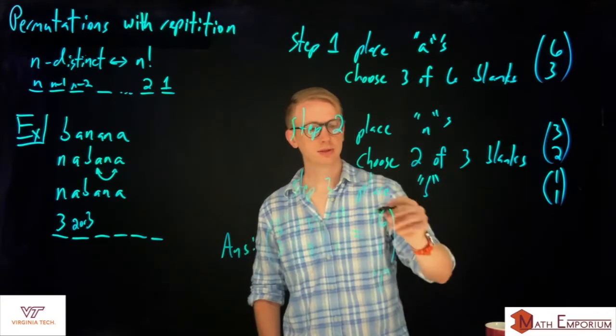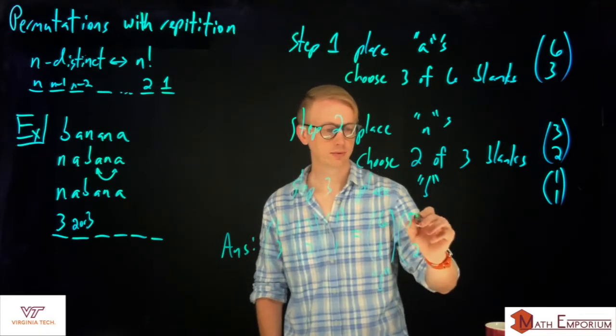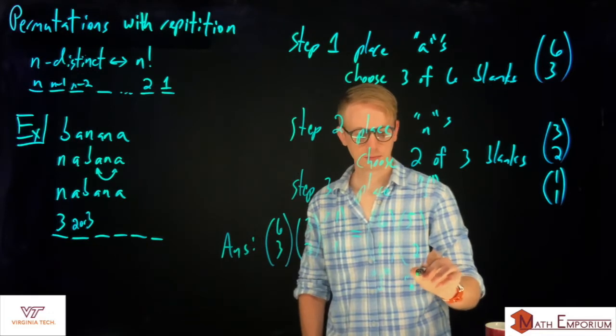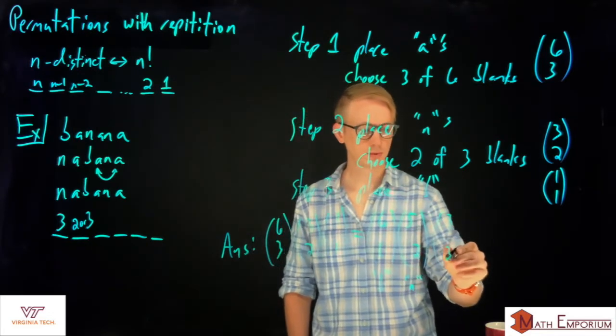Alright, and we could place the ends next. So there's 2 ends, so definitely choose 2 of them. And we have 5 blanks left. Okay, so that would be the end step. And then lastly, placing the A's, and there's only 3 blanks left. We're going to choose 3 of them.